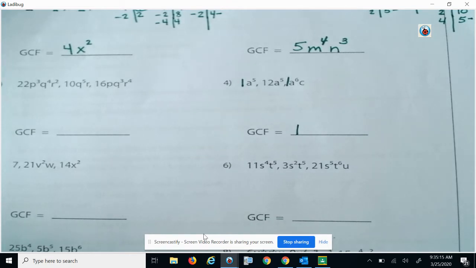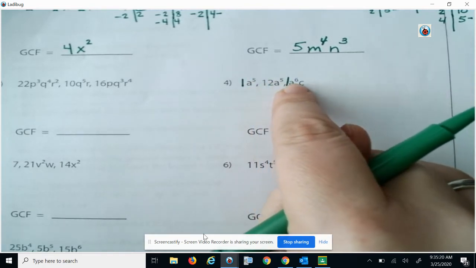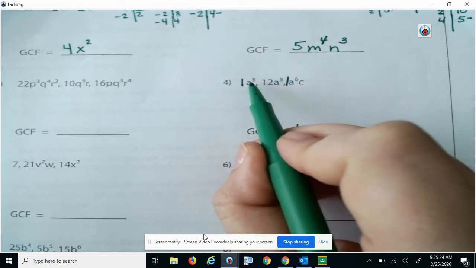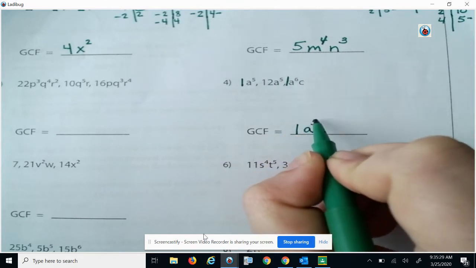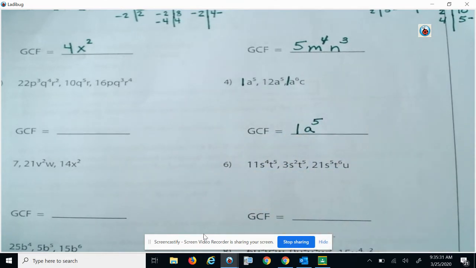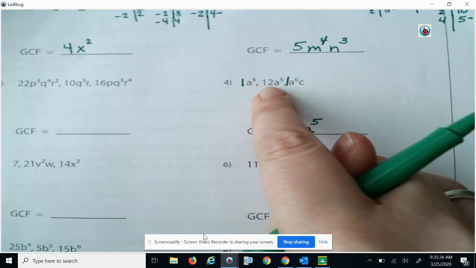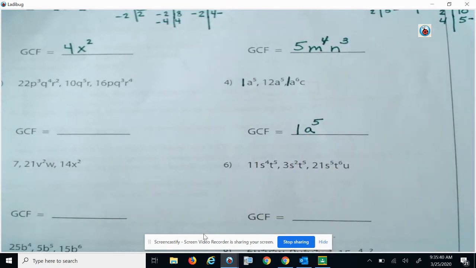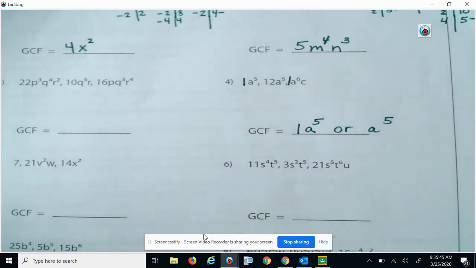And then we go to the variables. We have a, and a. So they all share an a. What's your smallest exponent? There's a 5, 5, and a 6. 5 is the smallest. Okay, now this one has a c, but these other two do not have c's, so they're not in common, they're not shared, and this is our answer. 1a to the 5th, or you could leave that 1 off, and a to the 5th is our GCF.